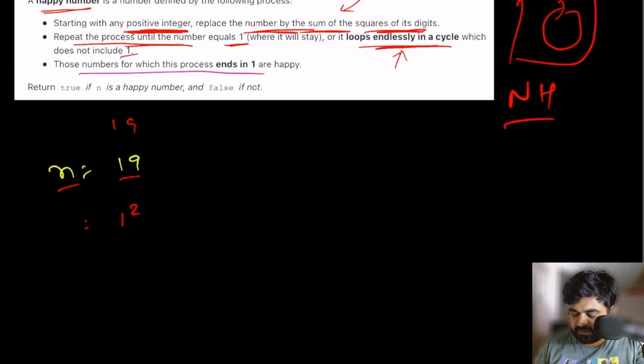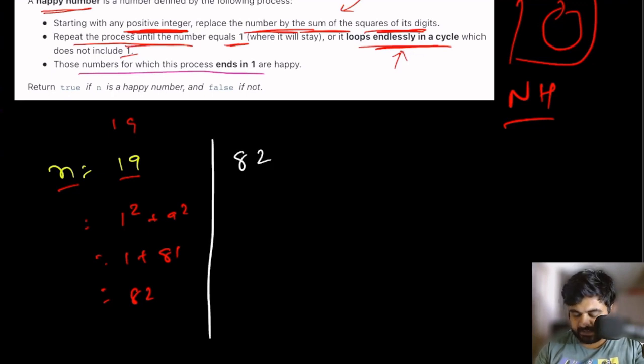Square of 1 is 1 squared, plus 9 squared. We need to sum these two. So 1 plus 9 squared, which is 81, so the answer is 82. In the next iteration we have the value 82. Again, let's repeat the same process. 8 squared plus 2 squared is 64 plus 4, so this is going to be 68.